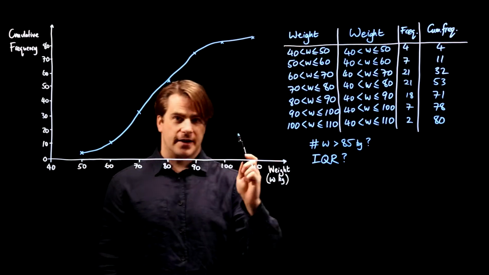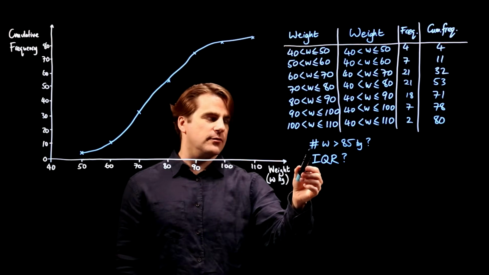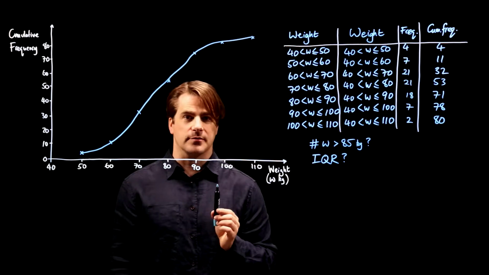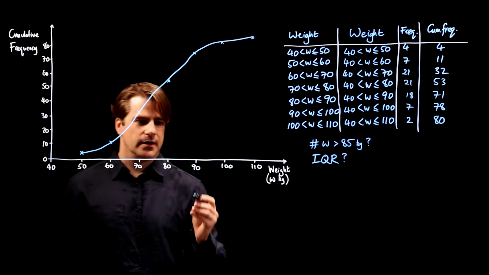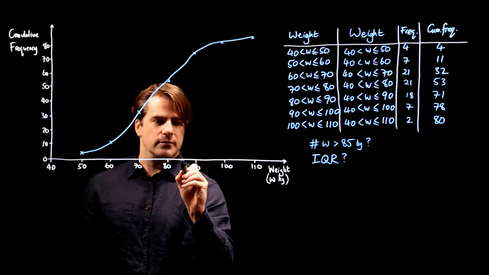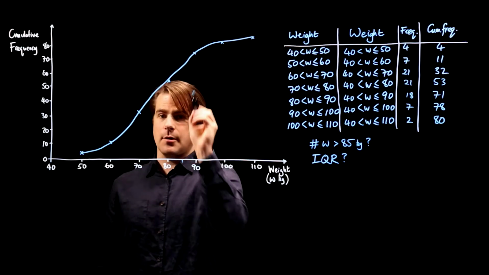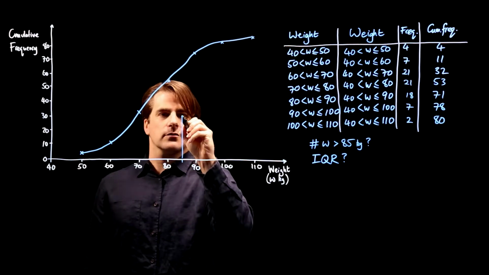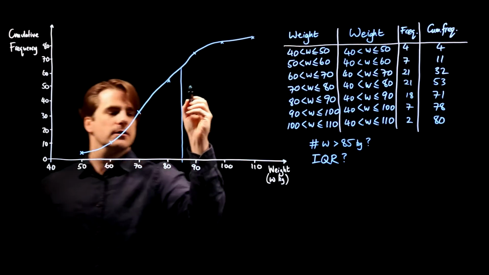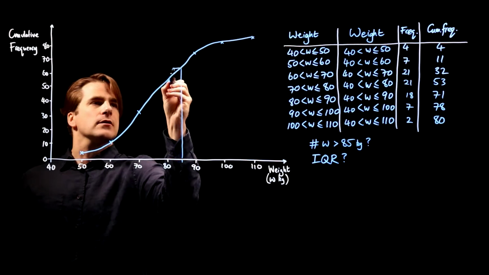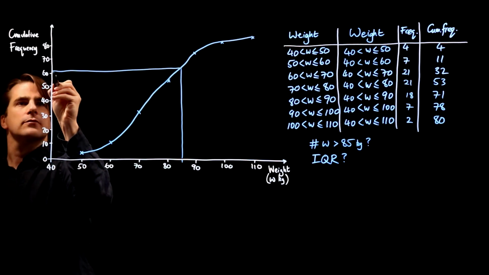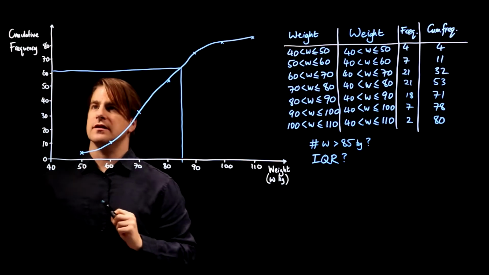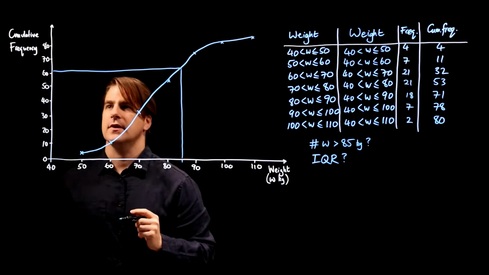Okay, next bit. Now we have to work out the number of people whose weight is greater than 85 kilograms. So what you do, you find 85 kilograms, which is there, and you go up and along, and you get about 62 here.